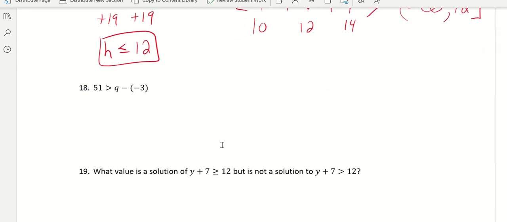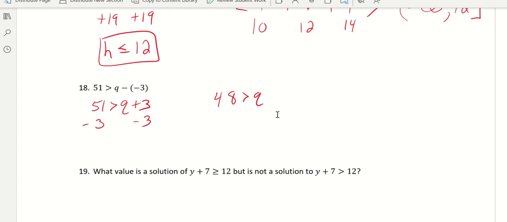18. 51 is greater than q minus negative 3, which is going to become q plus 3. We want to rewrite that using addition. What's the inverse of adding 3? It's subtracting 3, minus 3, minus 3. So we end up with 48 is greater than q.